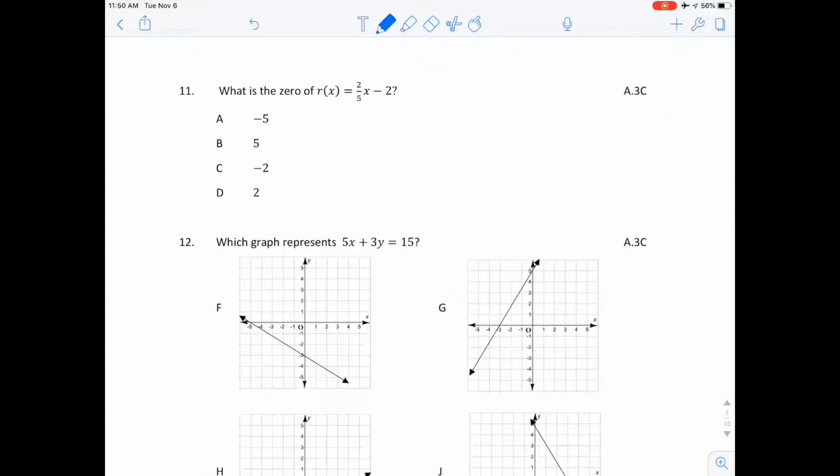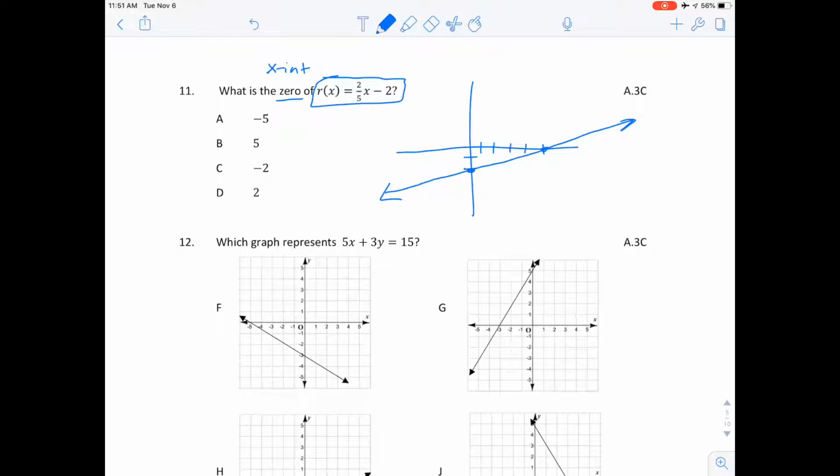All right, number 11. This is one that a lot of people typically forget. When you learn it, you're like, oh, that's easy, but then you forget what this word means. It says, what is the 0, which is just another word for x-intercept. All right, so you can go to y equals on your calculator, type this equation in, and when you graph it, like actually hit graph, you're going to see something like this. It's not going to be perfect, but it's going to look something like this, your line. So which one of those is the x-intercept?